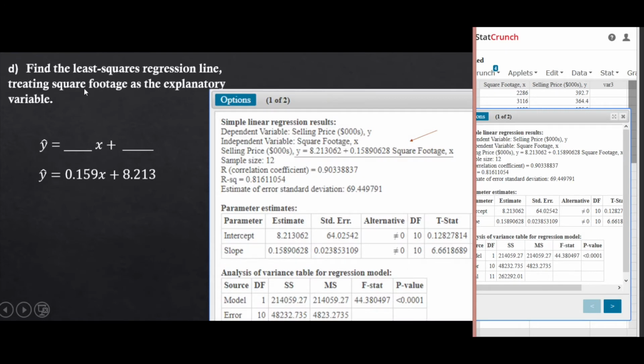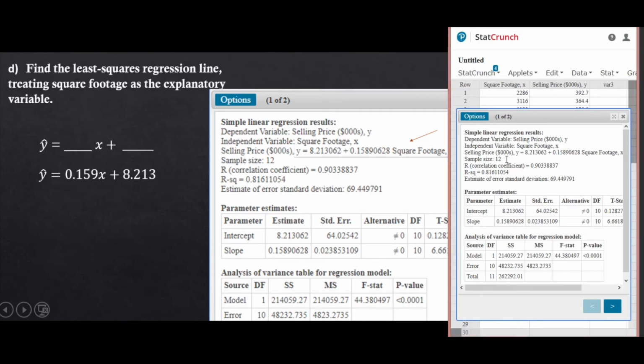Okay, now for part D, we want to find the least squares regression line, treating square footage as the explanatory variable. Since we know that there's a linear relationship between these two variables, it makes sense to find the linear regression line for them. This is also found on our results screen. It's the third item down. And something to be aware of, some homework might want you to report the line in the form y hat equals mx plus b, but StatCrunch gives it to you in the form y equals b plus mx. So be sure to keep your slope and y-intercept straight when you're inputting answers.